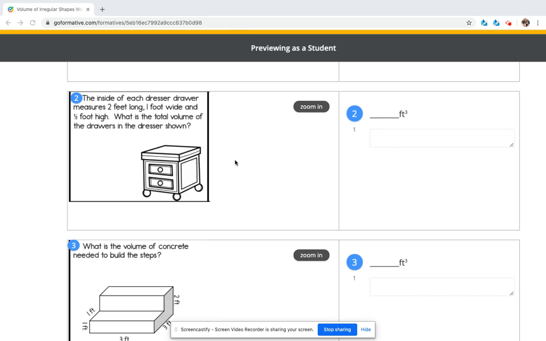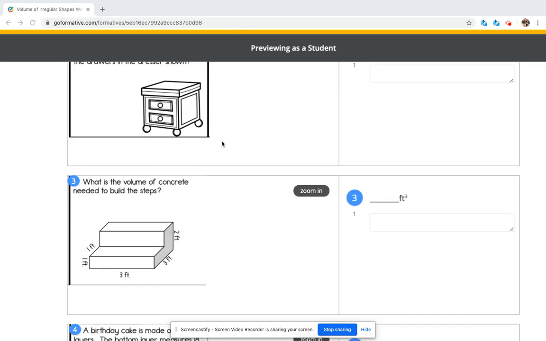Number 2 says, the inside of each drawer measures 2 feet long, 1 foot wide, and 1/2 foot high. What is the total volume of the drawers in the dresser shown? So you have to use a little bit of inferring here because it doesn't tell you how many drawers there are. So you need to look at the picture. There's one drawer up here, and then there's a second drawer down here. So you have 2 drawers in this dresser. It gives you the length, width, and height of each of them, and then you will need to find the total volume of both of the drawers.